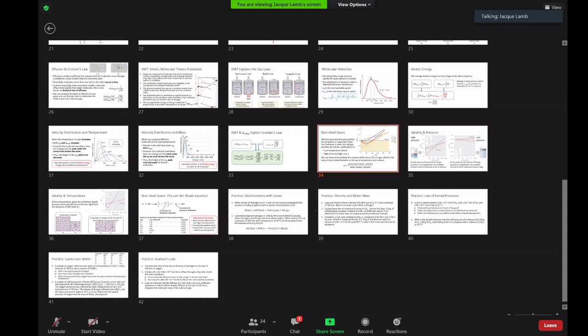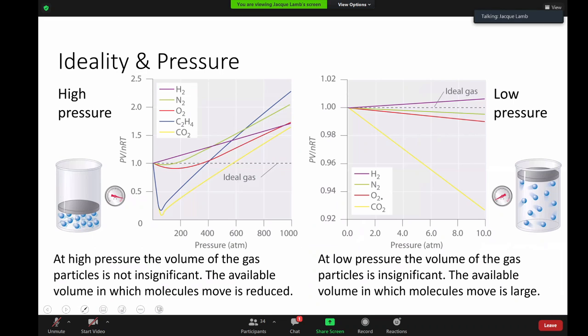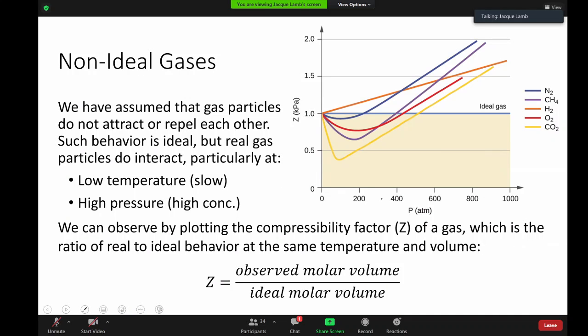I believe that we are at, okay, 1, 2, 3. These last slides are all practice problems. So we have only a few more to go through, and I think we can do this fairly quickly.